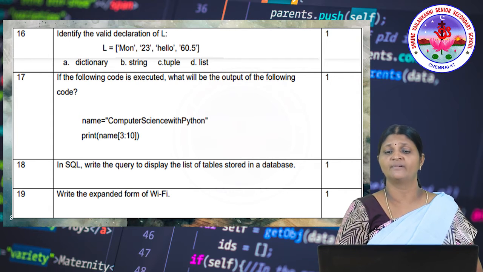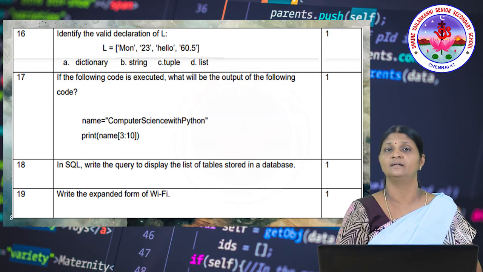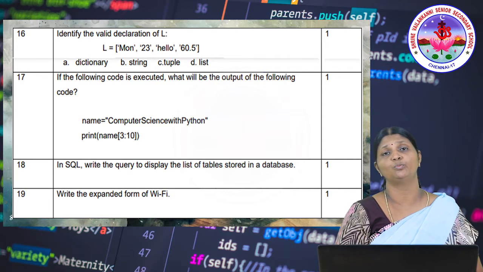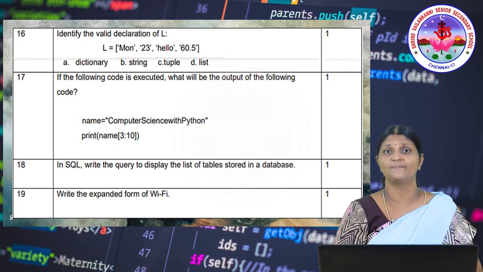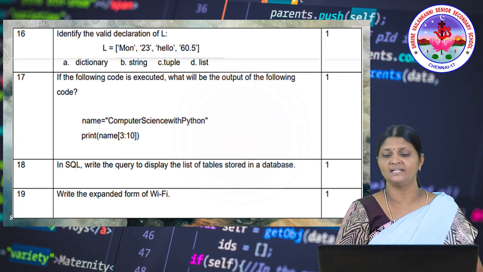Okay, so next, 18th question. In SQL, write the query to display all the list of tables stored in a database. To know what are the tables available inside a database, what do we use? We actually use the command show. But what are we going to show? We are going to show the tables. So show space tables semicolon. That is the command.